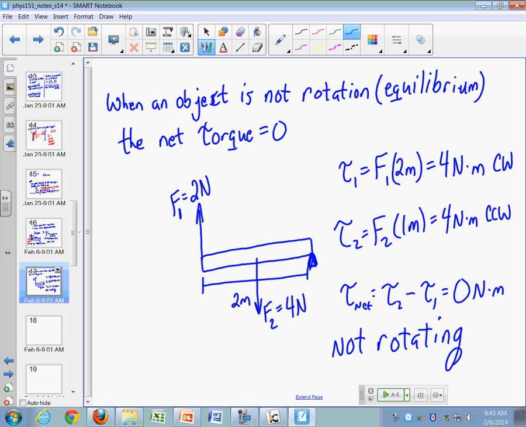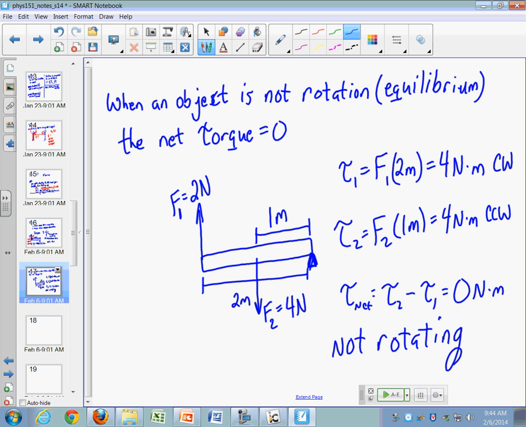All right? Let's try one on your own. Yeah, Destiny, right? Oh, I didn't label it. It was sort of assumed that this force was midway on the lever arm, and so this distance is 1 meter. That's a good question. Sorry, I didn't label it.